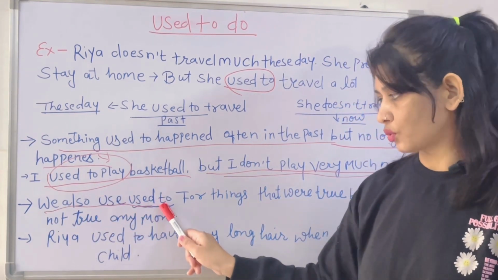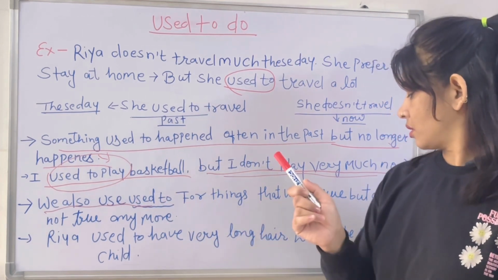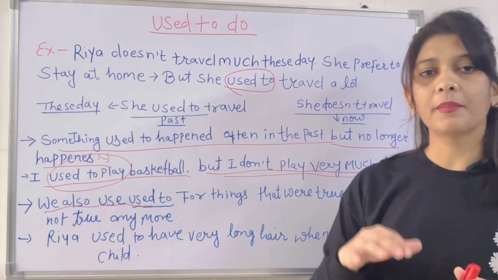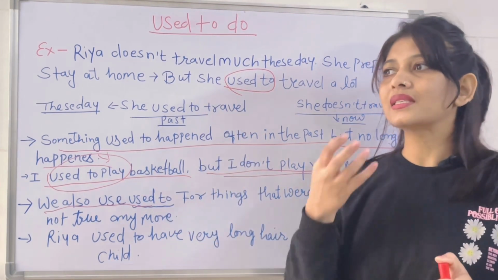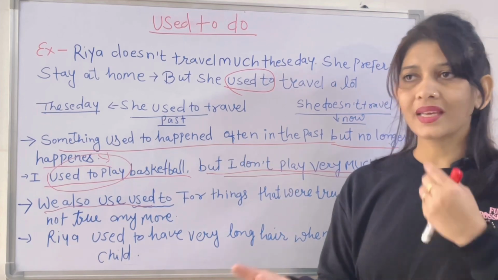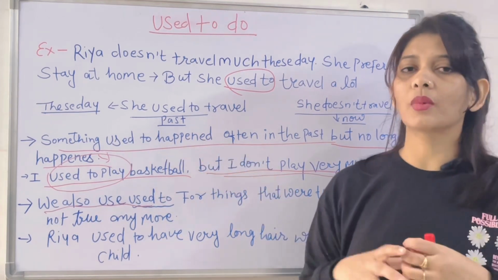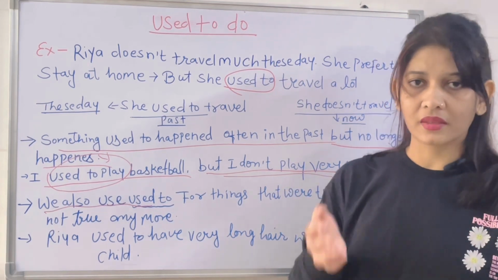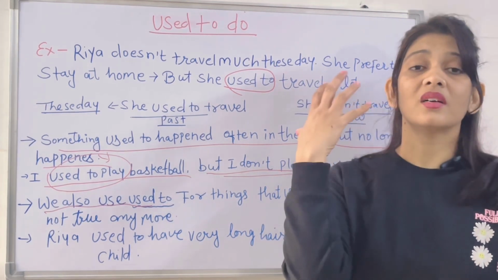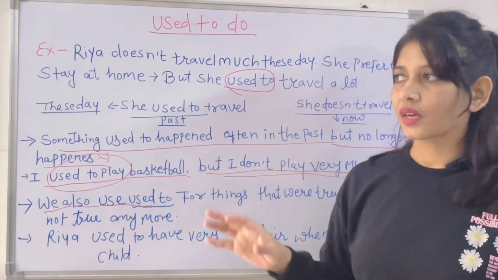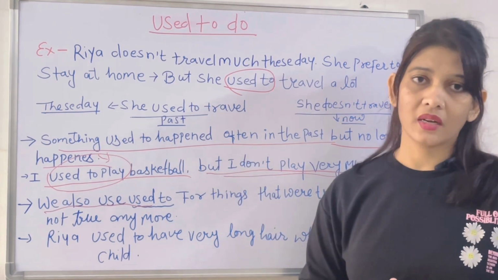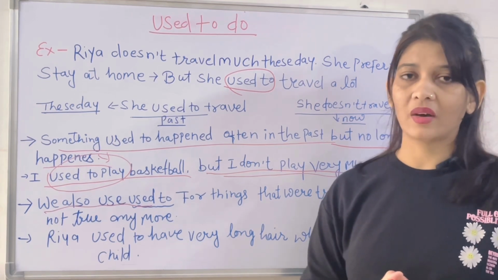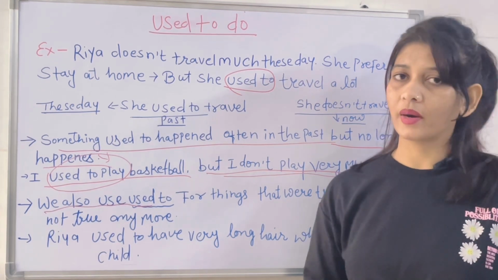We also use "used to" for things that were true but are no longer true, यानी कि पहले वो चीजें होती थी, सच थी, true थी. एक तो habit होती है, this is about the habit. I used to travel a lot, this is called the habit. Okay, I have to go by train for 1 hour, but I used to go by train, but right now I bought my car, so I go by my car.